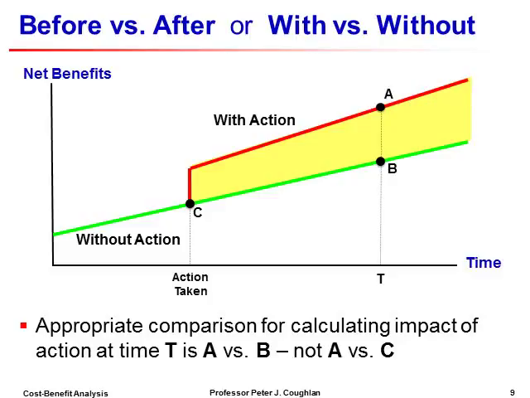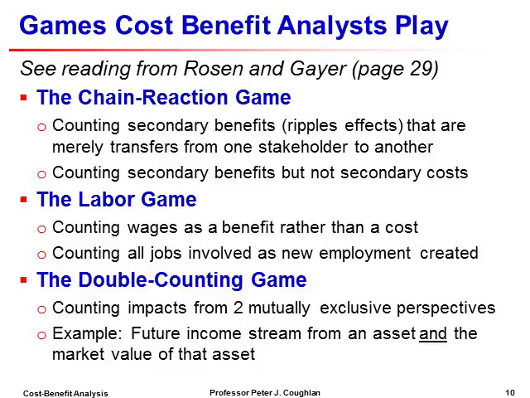Looking further at pitfalls, or if you will, games cost-benefit analysts play, and this is actually posted on Sakai. I asked you to read a reading from Rosen and Gayer. I've posted the entire chapter on cost-benefit analysis by Rosen and Gayer as a reference on the concepts and techniques of cost-benefit analysis, but I've then taken the single page that covers the games cost-benefit analysts play, and even though I'm duplicating myself, posted it separately to encourage you to read just that one page.